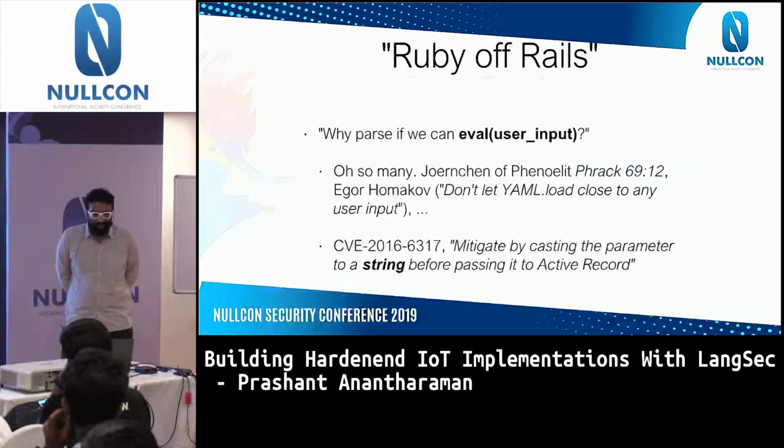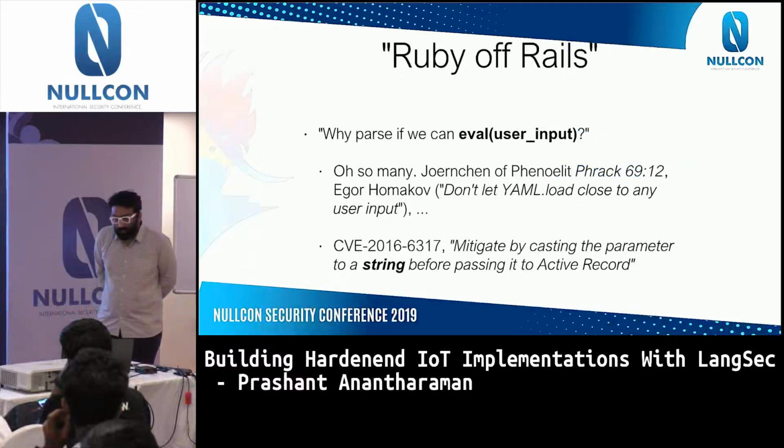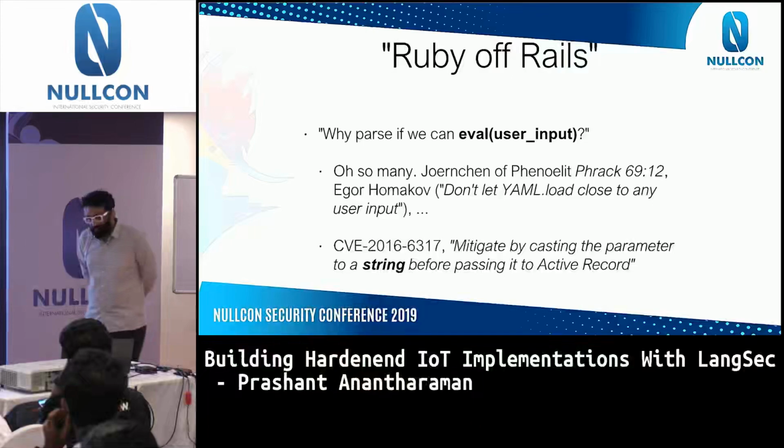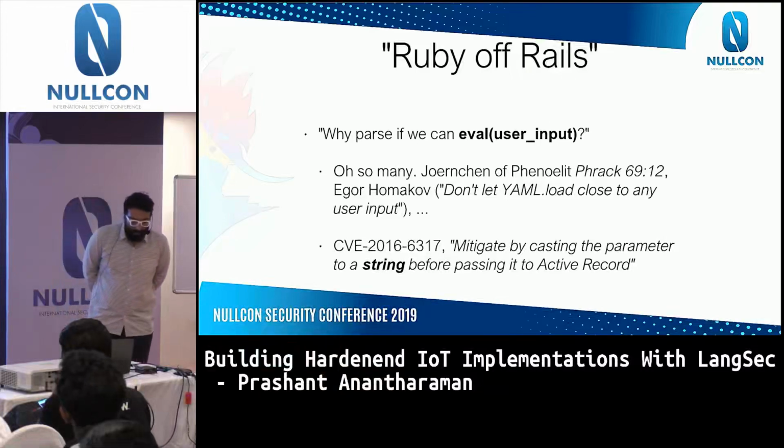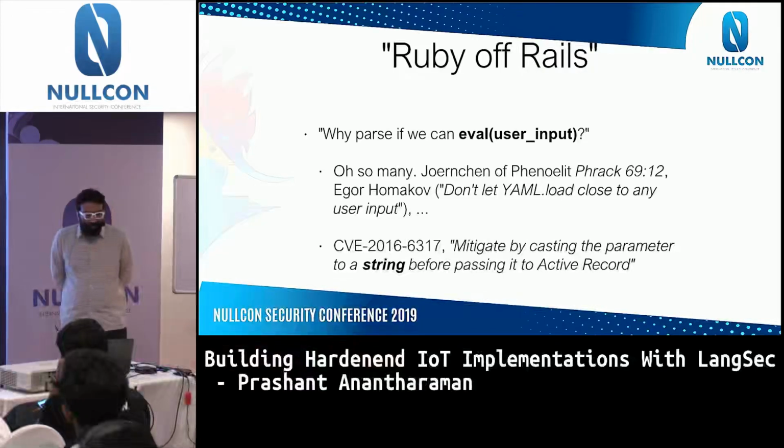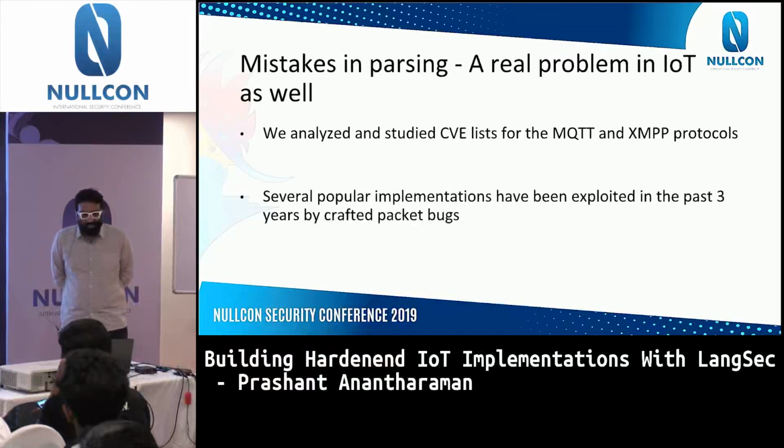Ruby on Rails had a really interesting bug where they were using the eval call, and they just ended up running the YAML input through it. They were sanitizing the YAML input to convert it to something they could actually read, and it did not go well. It was a really popular Ruby on Rails bug, and it got really famous, and it was called Ruby off Rails.